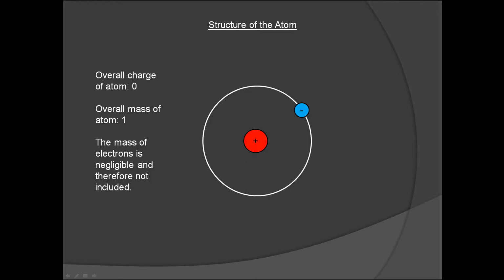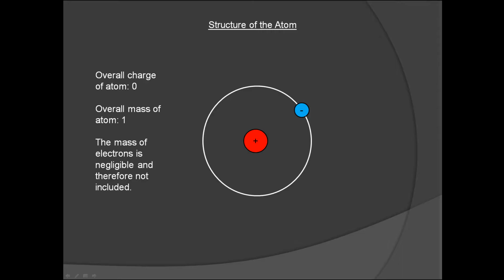The structure of the atom. The atom consists of a nucleus and orbiting electrons in what is known as shells or energy levels. The nucleus is a concentrated ball of neutrons and protons. This is where the mass of the atom is found.